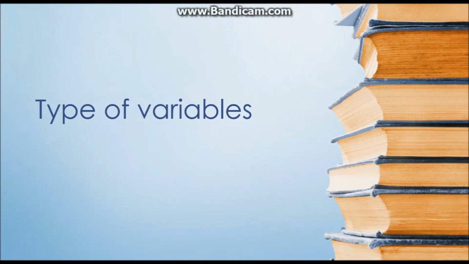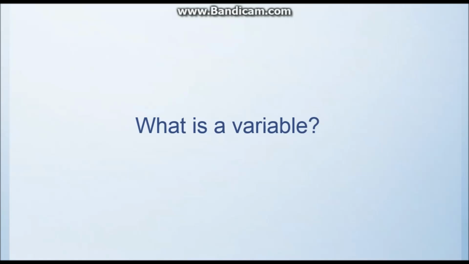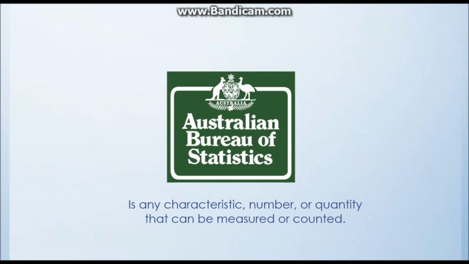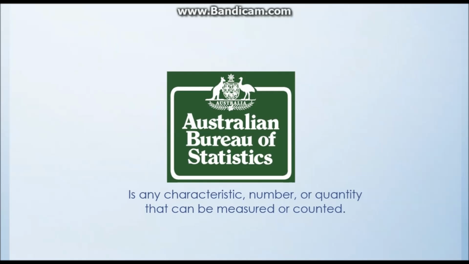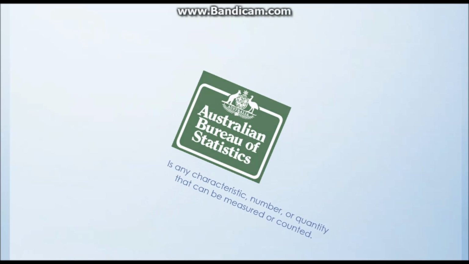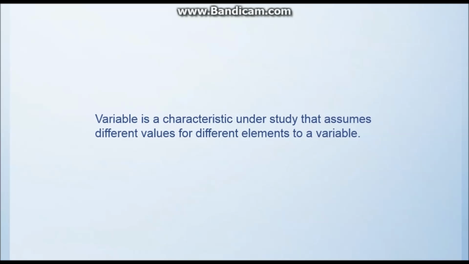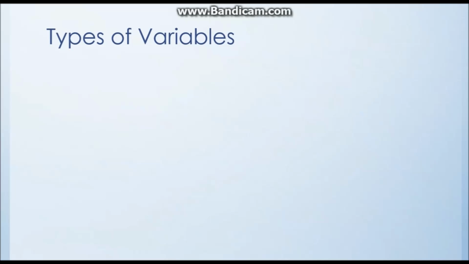But first, what is a variable? Well, according to the Australian Bureau of Statistics, variables are any characteristic, number, or quantity that can be measured or counted. While Diego M. Amid states that variables are any characteristic under study that assume different values for different elements to a variable.